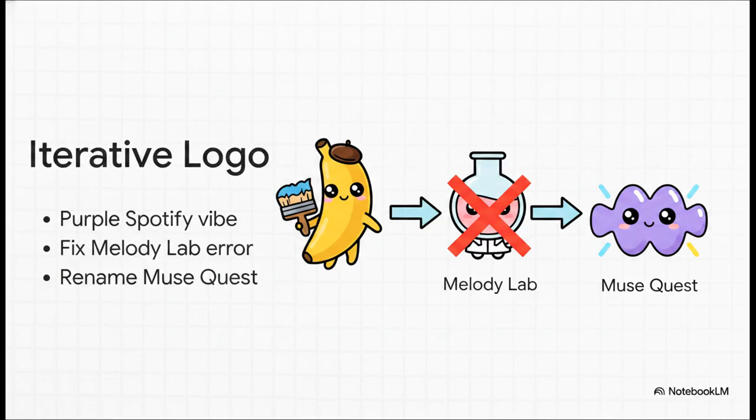Now, obviously, AI isn't perfect. At first, it hallucinates the text and decides to name our brand Melody Lab. But here's the beauty of it. You don't need to open Photoshop to fix it. You literally just talk to it. You just say, hey, the name is MuseQuest, actually, not Melody Lab. It apologizes, fixes it instantly, and then we just tell the system to take that new image and make it our app's header. Boom. A fully branded UI in seconds.